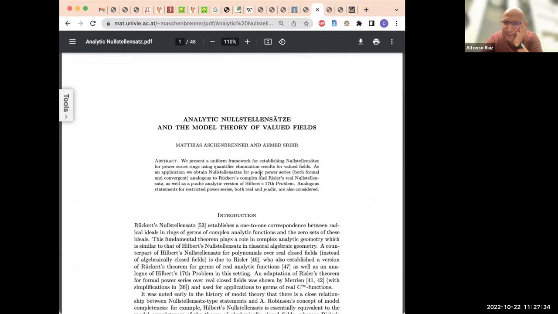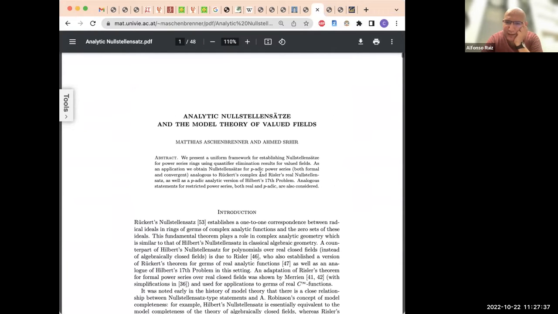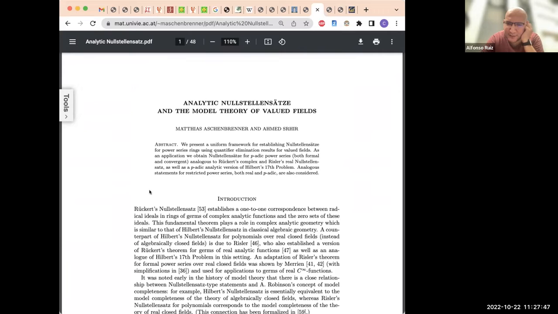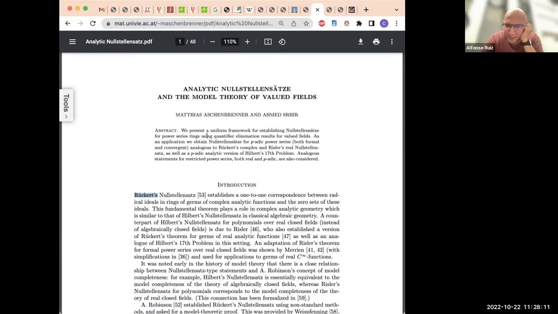So my second depth is related to a version of Nullstellensatz in valued fields. Actually, it's a very recent preprint. It's not an analog of the algebraic Nullstellensatz, but of the analytic version, the one usually called Rückert's Nullstellensatz. So these two papers might be interesting for you, because here is a precise statement of what Nullstellensatz could mean using quantifier elimination.